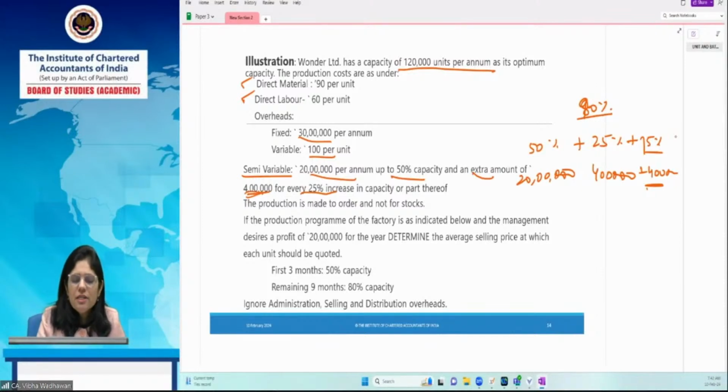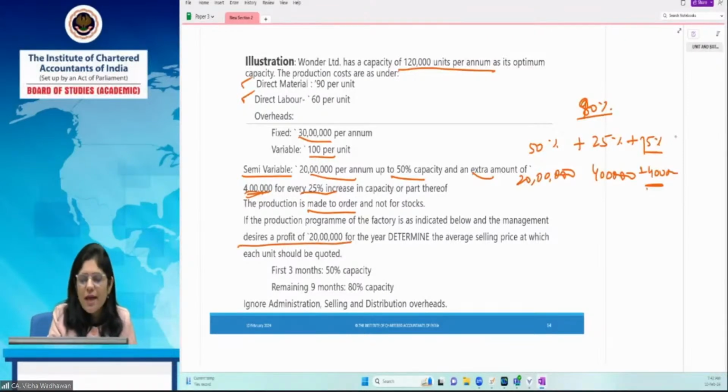The production is made to order and not for stocks. That means there is no closing stock. You just produce whenever you get an order. If the production program is as indicated below, the management desires a profit. So management wants a profit of 20 lakh. This is what management wants. You have to determine the average selling price.